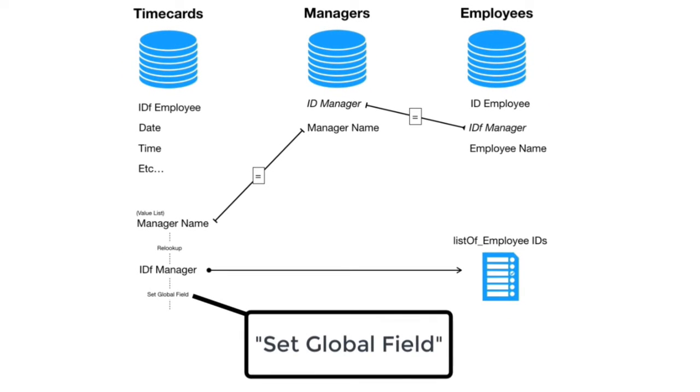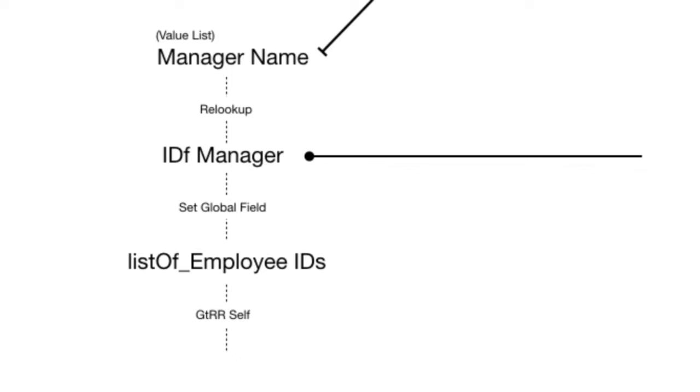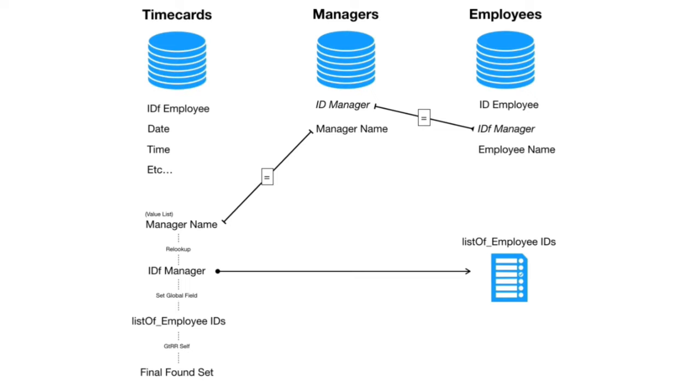I'm setting a global field with the list of the IDs, and thanks to a go-to related record to itself, I'm asking for the related records here. The relationship is whatever employee IDs with the employee ID of the timecards. And then I get a final found set. This is what I want to do.